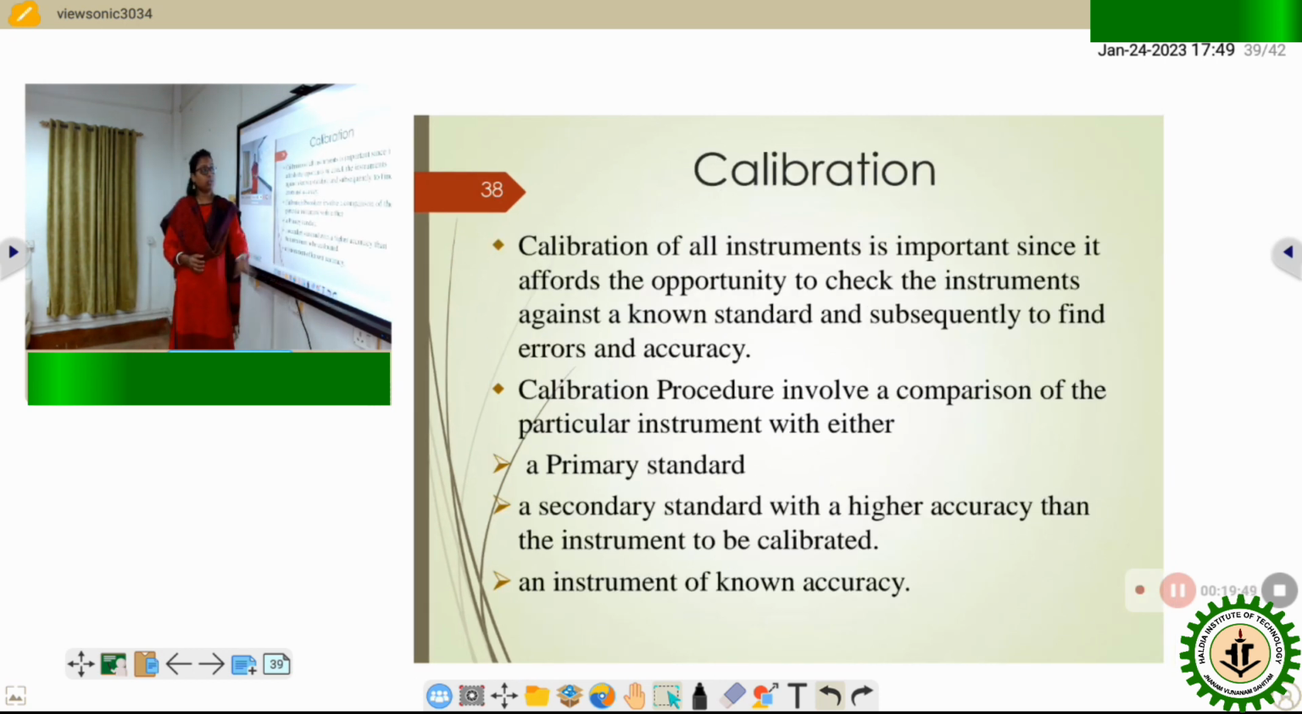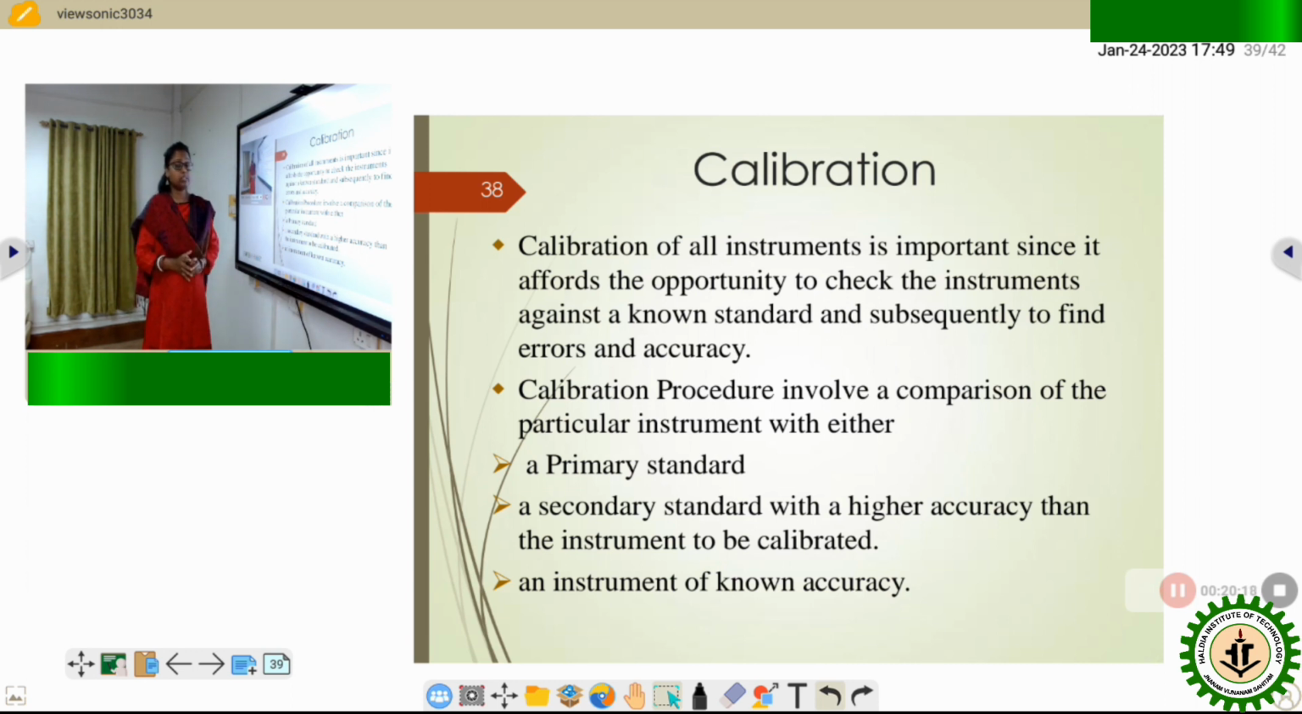Coming to the calibration part, after doing these types of measurements, when we want to measure a particular data, we measure it with respect to a standard one. So calibration is a very important factor in instrumentation. Calibration of all instruments is important, since it affords the opportunity to check the instruments against a known standard and subsequently to find the errors and the accuracy.